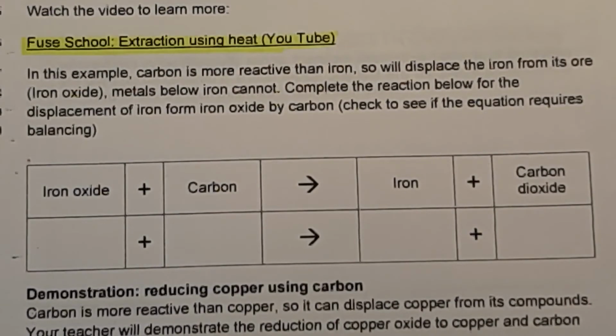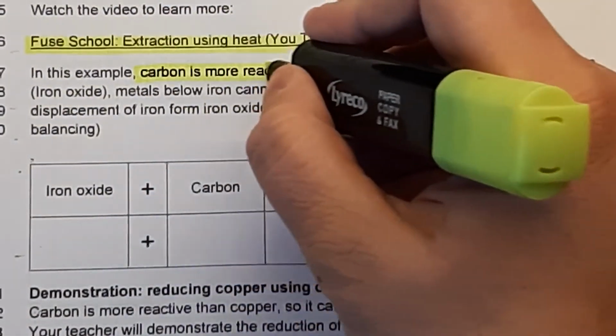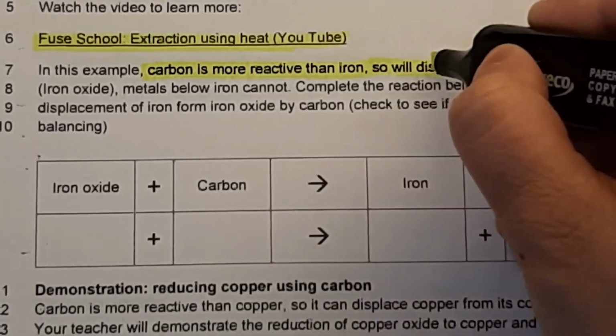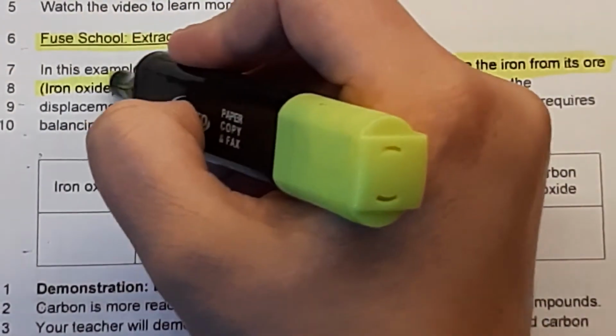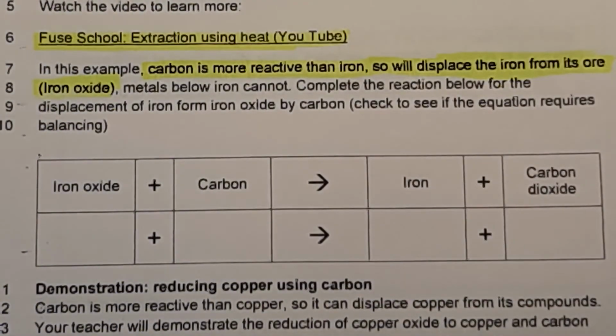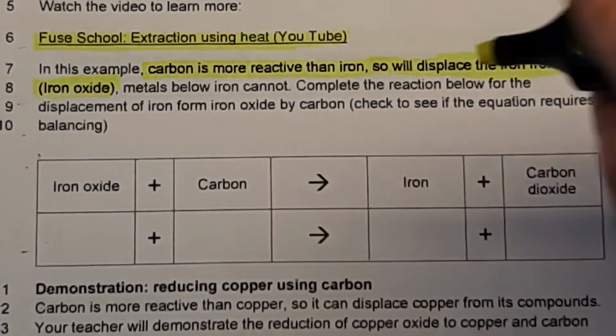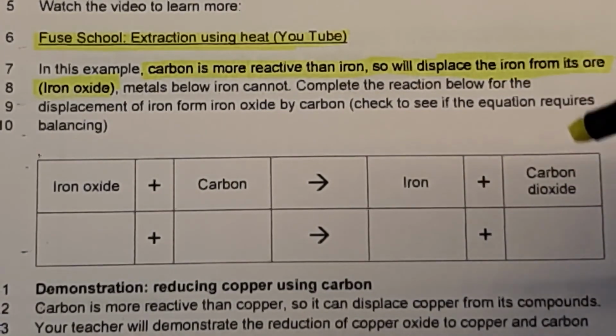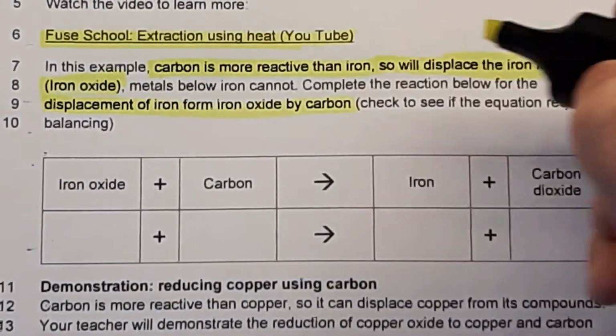Okay, so hopefully you've learned some more about extraction using heat and all about that reaction. So in the example, carbon is more reactive than iron. Okay, that's really important to know that. And so it displaces the iron from its ore because it is more reactive. And the ore is iron oxide. Now, metals below iron in the reactivity series can't do that. So we're going to complete the reaction below for the displacement of iron from iron oxide by carbon. Okay, so we're going to complete the reaction and we're going to check if it requires balancing.